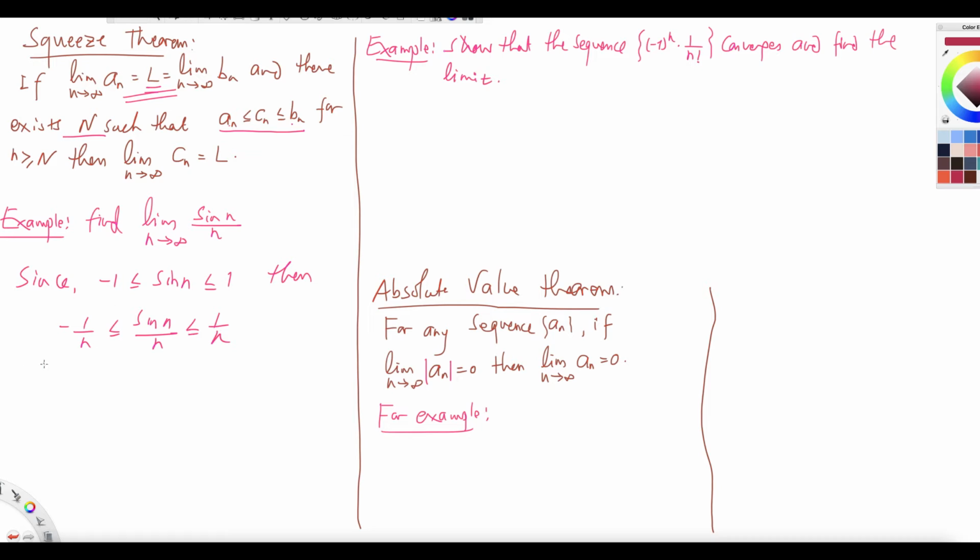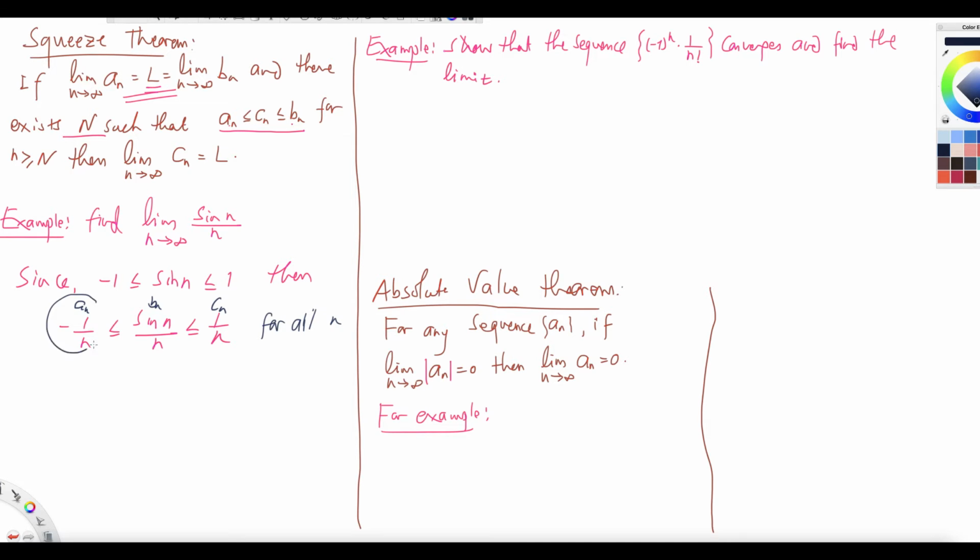Now take the limit. You see that this is like an, this is like bn, and this is like cn, right? This happens for all n. You don't have to have this satisfied for all n. If this is satisfied only after certain terms, certain n values, that is fine. But it holds for all n, which is even better.